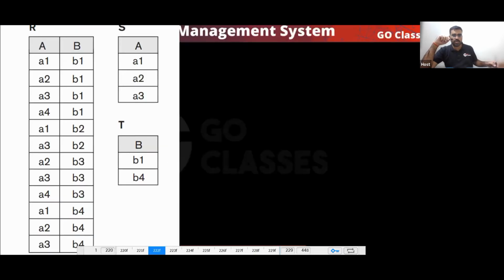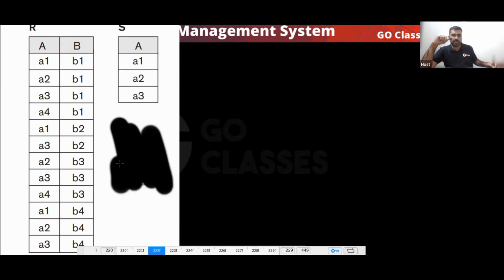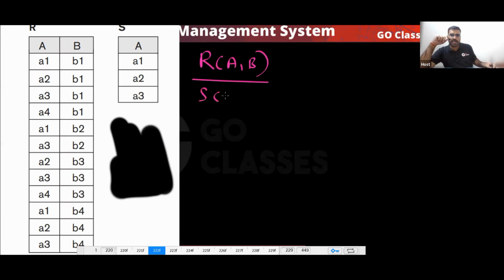What is the answer for this? Tell me quickly. Let's see one by one. Forget about this T for a moment. Here you can notice R has A comma B. In relation S, you have A. So your final answer will be B.